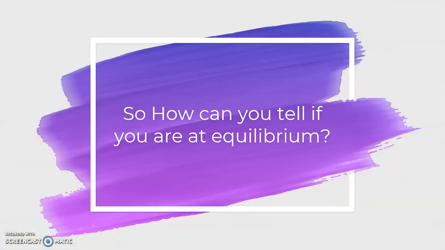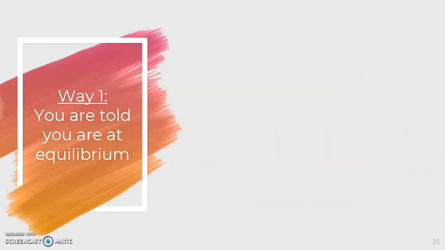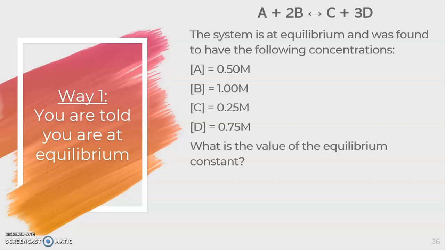So silly question, but how can you actually tell if you're at equilibrium? Well, one way is to literally be told that you're at equilibrium. Here's an example. We have an equilibrium system, A plus 2B makes C plus 3D, and it says simply that the following system is at equilibrium, and it's found to have the same concentrations. Here they're listed below.